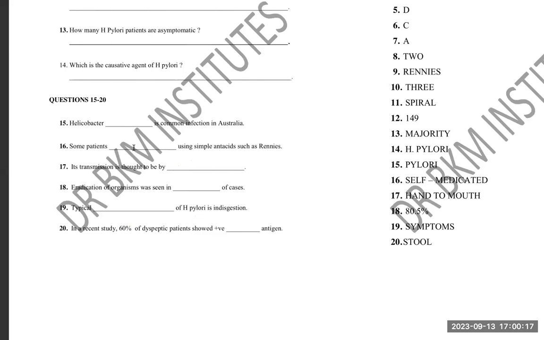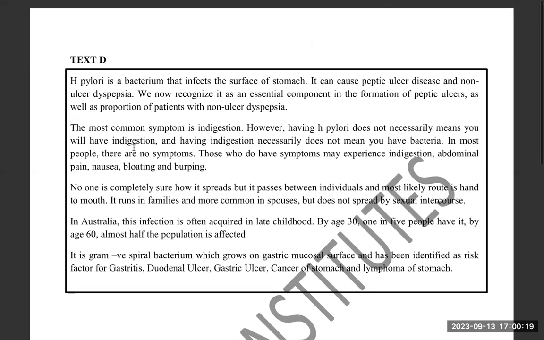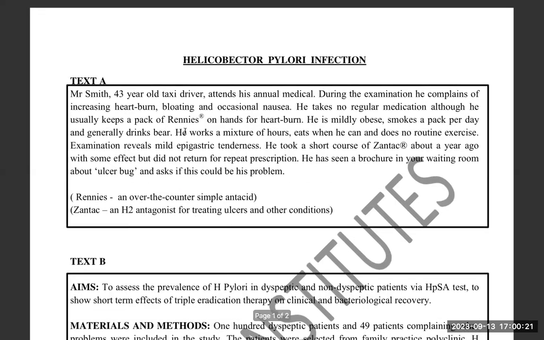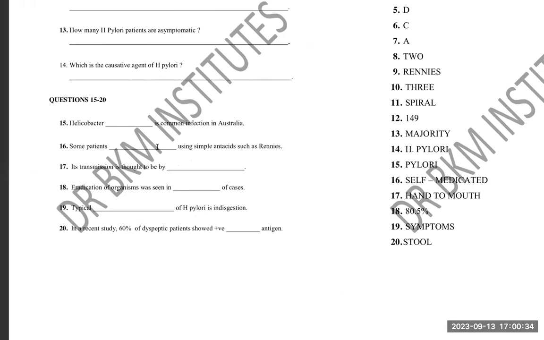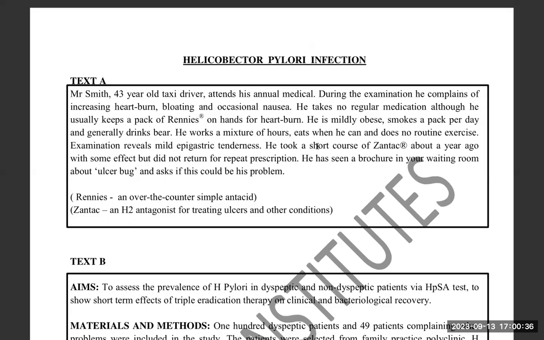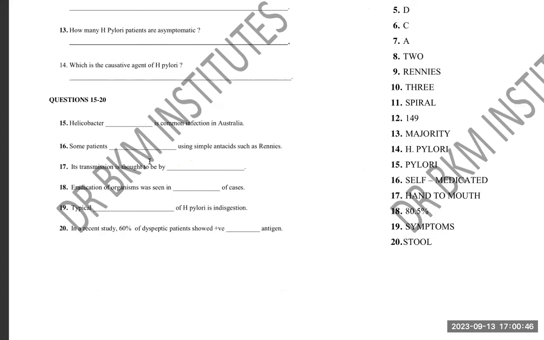Some patients dash using simple antacids. Antacid, Rennies were given. Rennies was given even in here. So Rennies. Some people dash using, some people are using, maybe using. So this seems like a difficult question. I will immediately drop it.